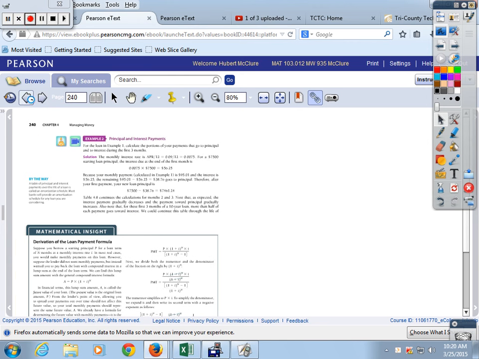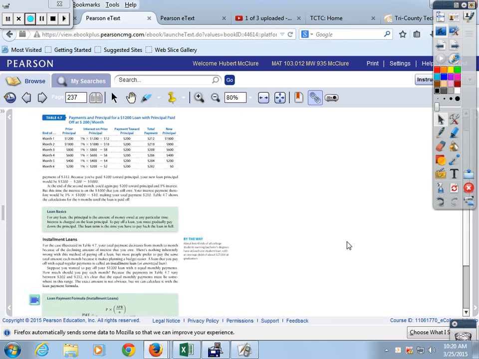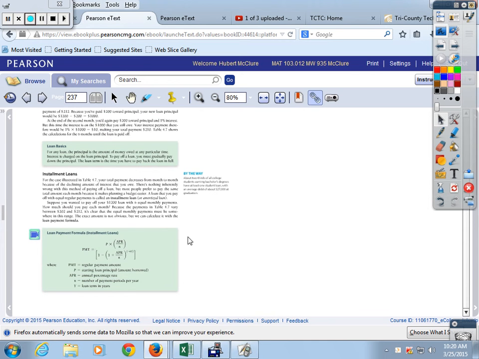Must have skipped it. That's why I can't see the whole page. There it is. There's our formula.